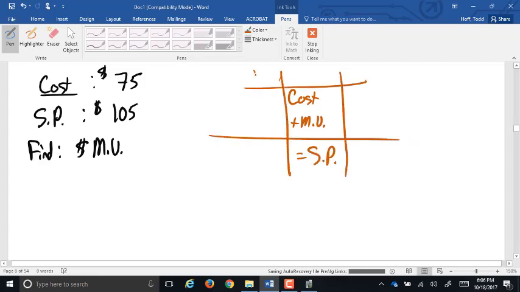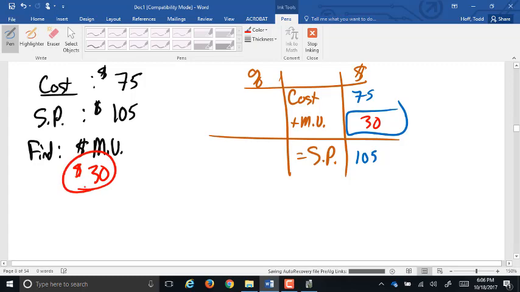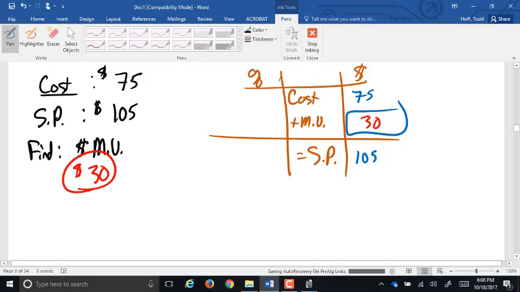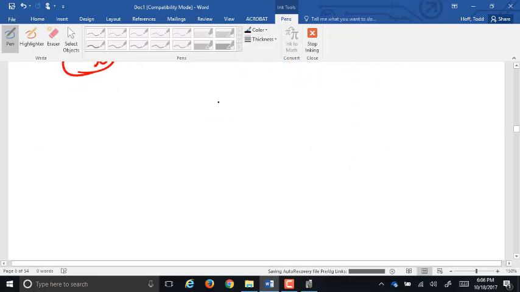I'm going to make the table here just because. Really didn't need to, though. Cost $75, selling price $105. We're looking for the dollar markup. All we have to do is subtract. That's $30. Any questions? Okay. Pretty easy so far? No.